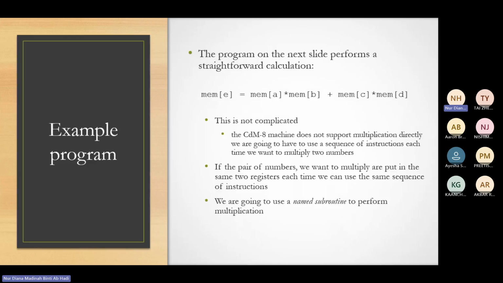Okay, so an example program. The program on the next slide performs a straightforward calculation: memory E equals memory A times memory B plus memory C times memory D. This is not complicated, but the PDM machine does not support multiplication directly. Therefore, we need a sequence of instructions each time we want to multiply two numbers. If the pair of numbers we want to multiply are put in the same registers each time, we can use the same sequence. Therefore, we are going to use a named subroutine to perform the multiplication.